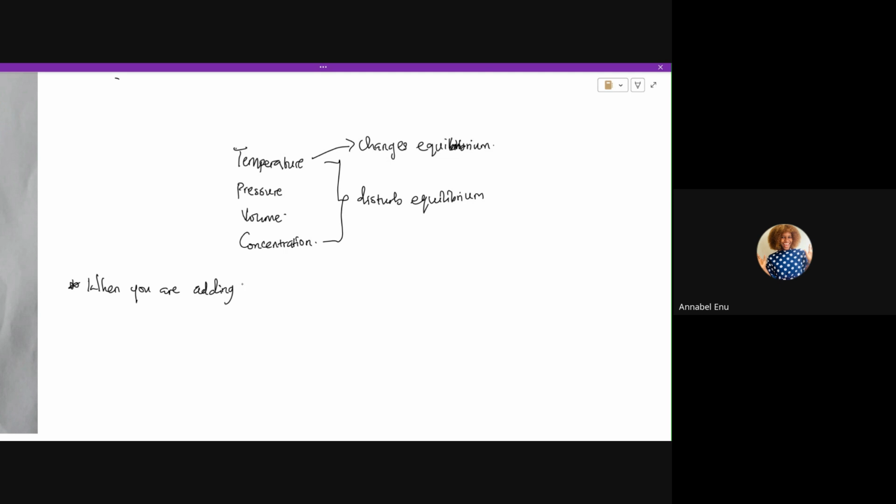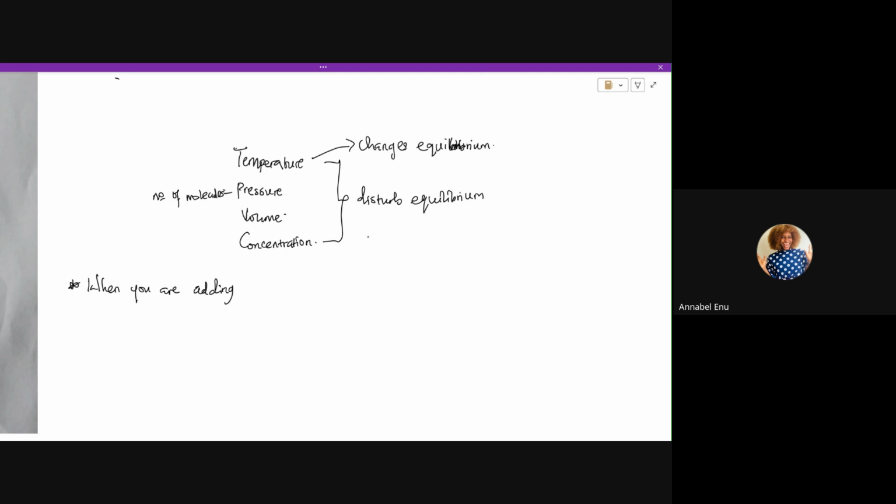Then in terms of pressure, the same thing applies: either use the word add or increase, or use the word reduce or remove. If you are adding pressure, equilibrium moves away from the side with more number of molecules. But if you are removing or reducing pressure, equilibrium moves towards the side with more number of molecules.